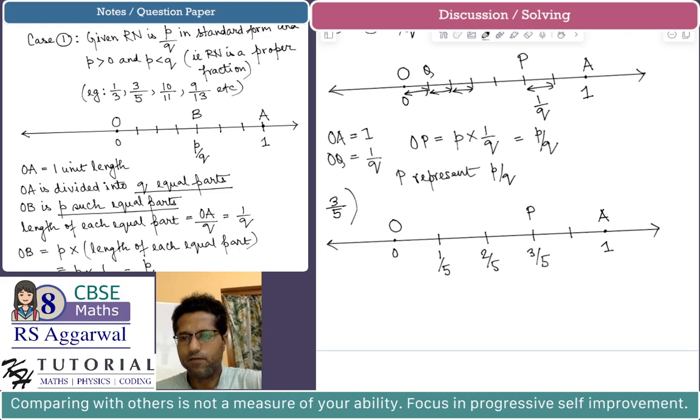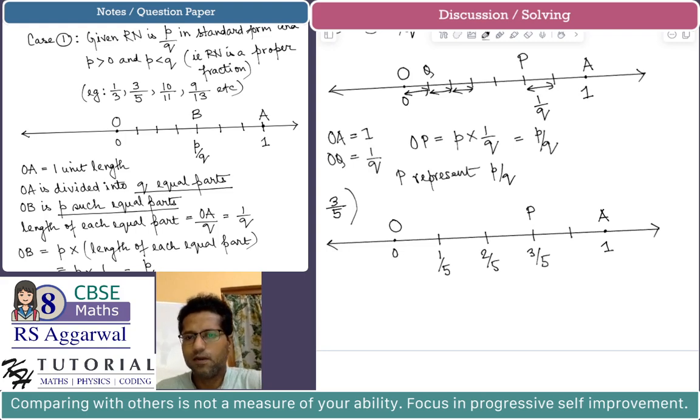If we mark the point A on the right hand side of O at unit distance from O, keep a good distance so that you can do the drawing and show the drawing properly. So the point A will represent the integer 1. Now I am dividing the segment OA into 5 equal parts, since 5 is the denominator. So 5 equal parts, and in all such equal parts I will do the marking.